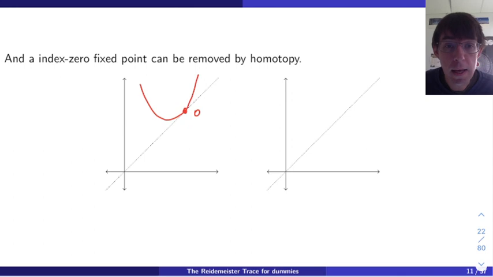And a 0 fixed point, you probably already realized this, can be removed entirely. If I just wiggle this a little bit, it becomes that, which has no fixed point at all. So when you see a 0, that's a signal that this fixed point is not important, or it can be removed by the homotopy. It does exist as a fixed point with this specific geometry of the function, but if you move it even a little bit, there's no fixed point there at all. The index in this way is something like an algebraic measure of the multiplicity of a fixed point.